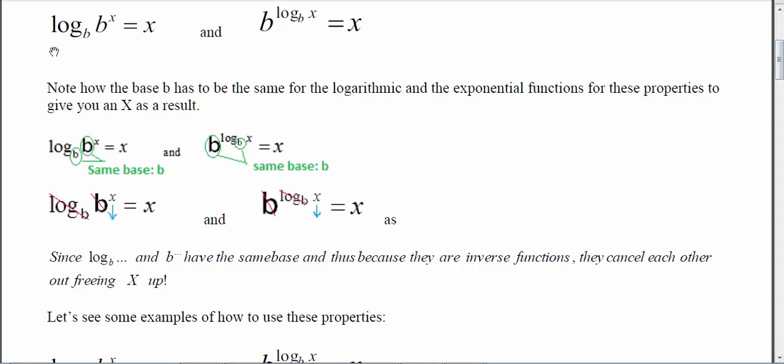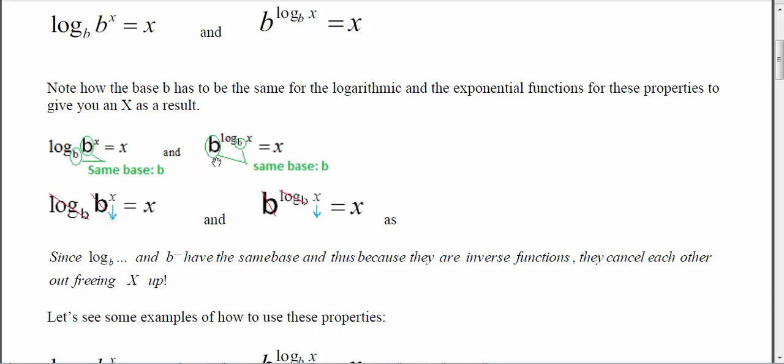Now just take a look. For this to work out, we do need to have the same base right here and right there. Look, base b here, base b there. And what happens is, if the log base b cancels with b being raised to a power, those two cancel each other. They are inverse functions of each other. And the exponent x gets freed up and falls down to the level of writing. So you write it on the other side of the equal sign.